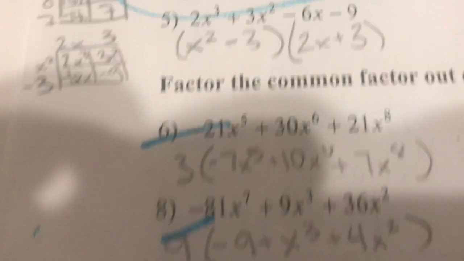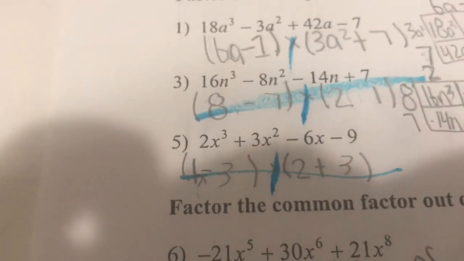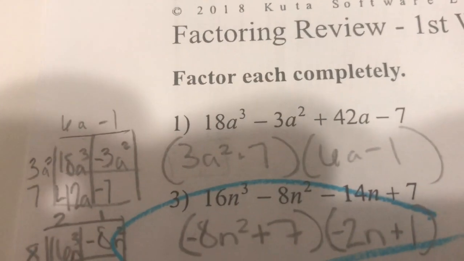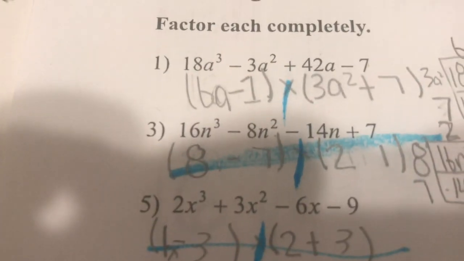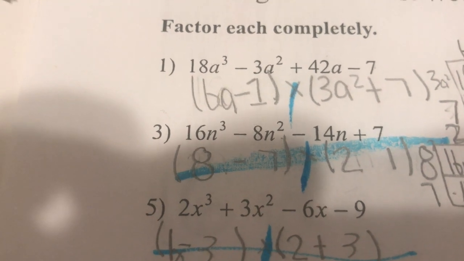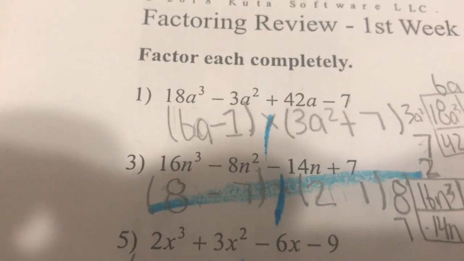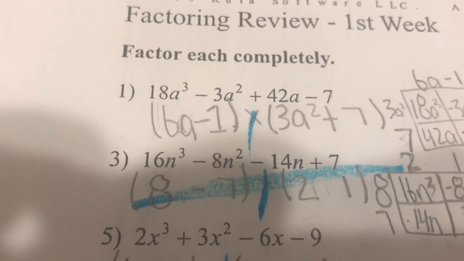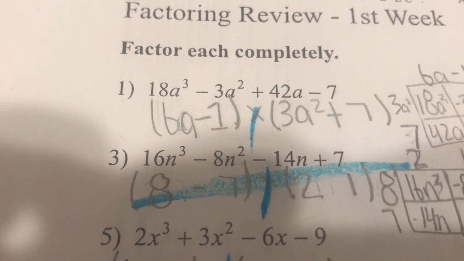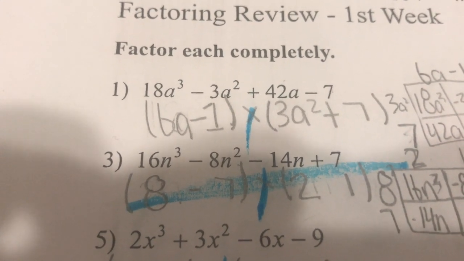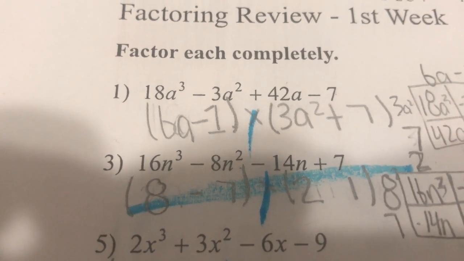So that answer could just as easily have been written as 3a squared plus 7 times 6a minus 1. Don't put the extra symbols in there, because then somebody might think you have an x in your answer, which you do not. So that's the most common issue I found in the first set of problems, which were to factor completely. Let's go to the next video to see what's in the second set of problems.